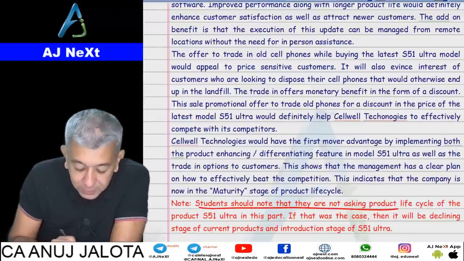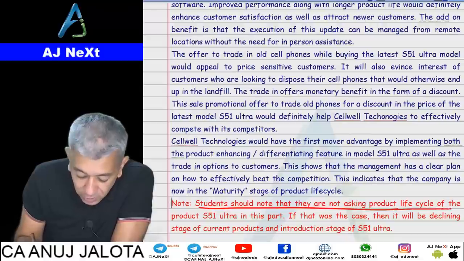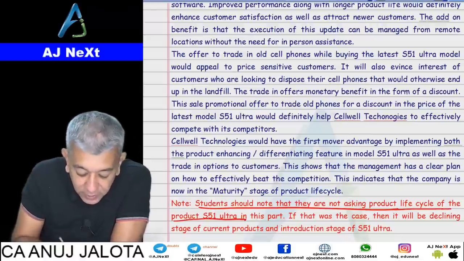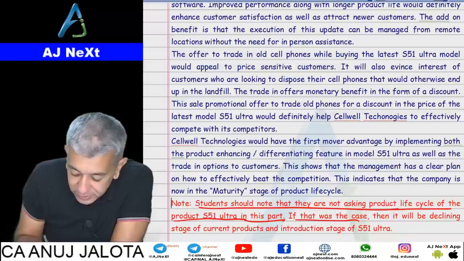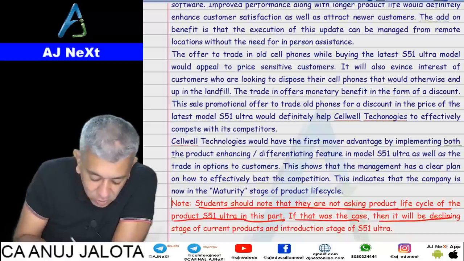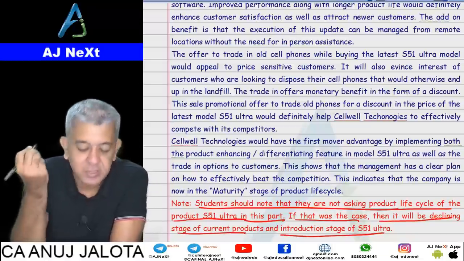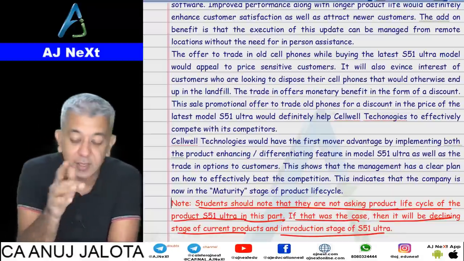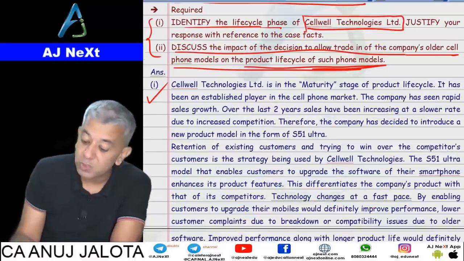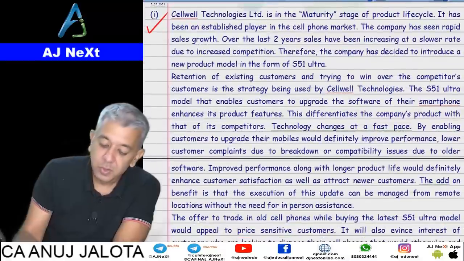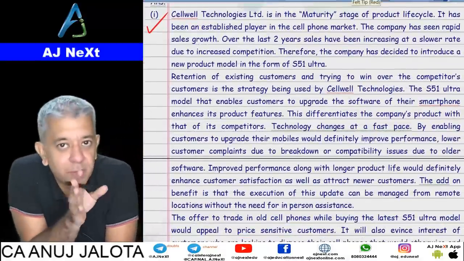Students should note that they are not asking product life cycle of the product S21 Ultra in this part. If that was the case, then it will be declining stage of the current products and introductory stage of the S51 Ultra. They are not asking that. They are asking ki company jo hai, wo kaun se phase ke andar hai. Okay. So, this particular company is today in the maturity stage.